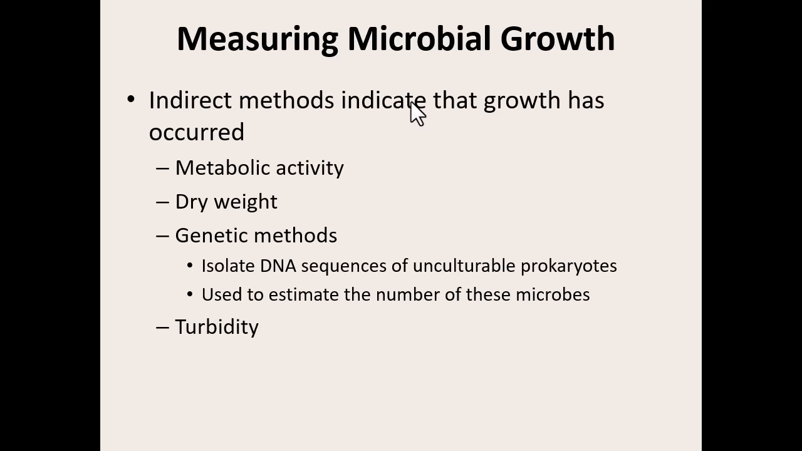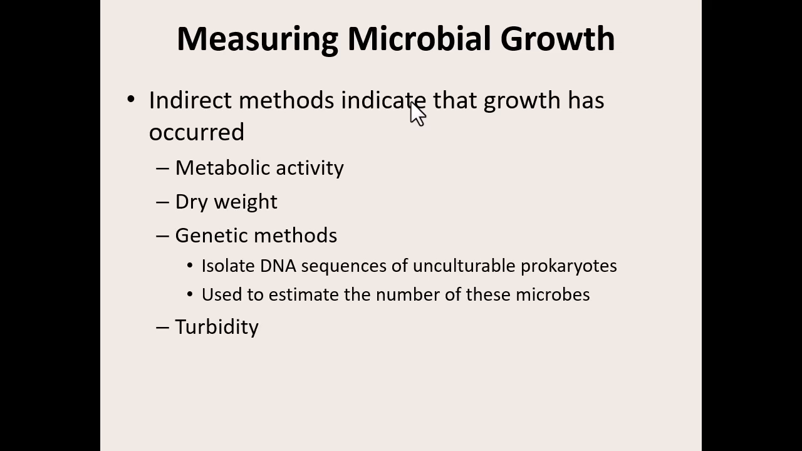Now, there are other ways that we can measure microbial growth that are indirect methods. One is metabolic activity. Again, if we start to see color changes, maybe a brighter color change indicates more presence of bacteria. Weigh the bacteria. If I wanted to, I could scrape all the bacteria right off the surface of that agar and weigh them. The more there are, the more they weigh.